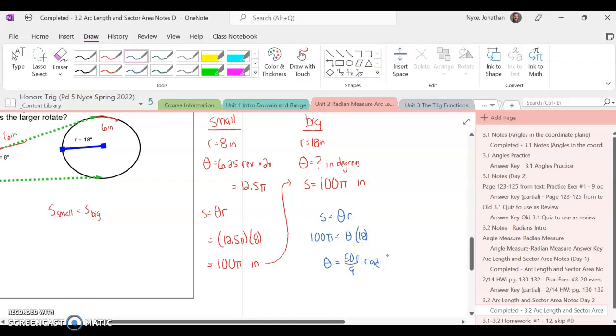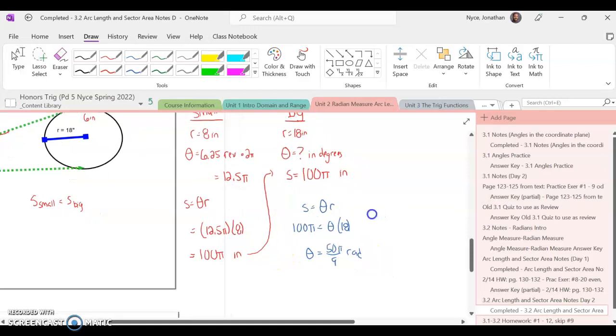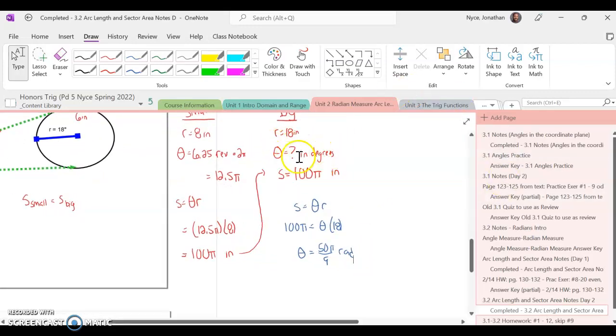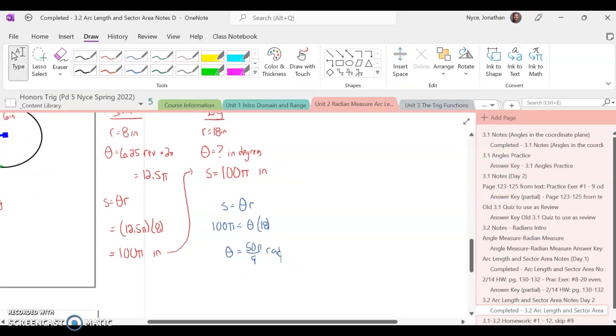Remember, this formula only works if theta is in radians. So whatever you put in, the formula is going to assume is radians. Whatever comes out, the formula is going to give you radians. The question is asking for theta in degrees. So the last step is to change that number of radians into degrees.